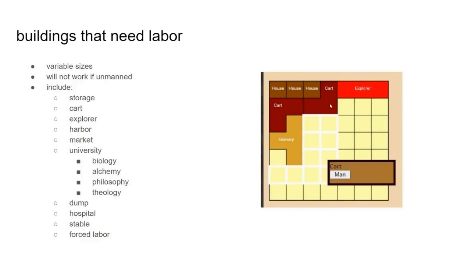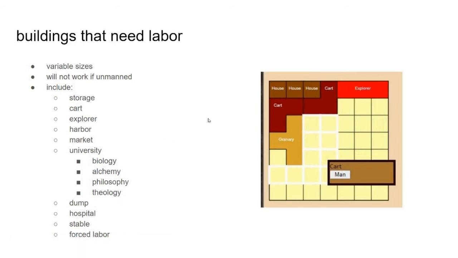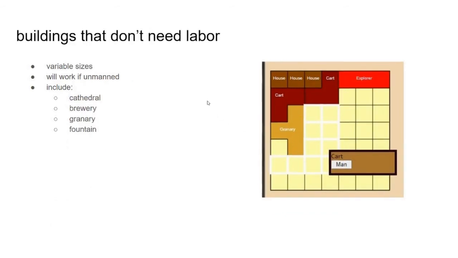You can click on the building to man it. And if there's someone in it, you can click on the building to unman it. And we'll talk about what each of these buildings does over the course of the slideshow. So olive-colored buildings are these houses. Manned buildings, buildings that need labor, are either going to be dark red if they're unmanned or bright red if they're manned. And the third type of building, of course, is going to be this light olive color, which are buildings that don't need labor.